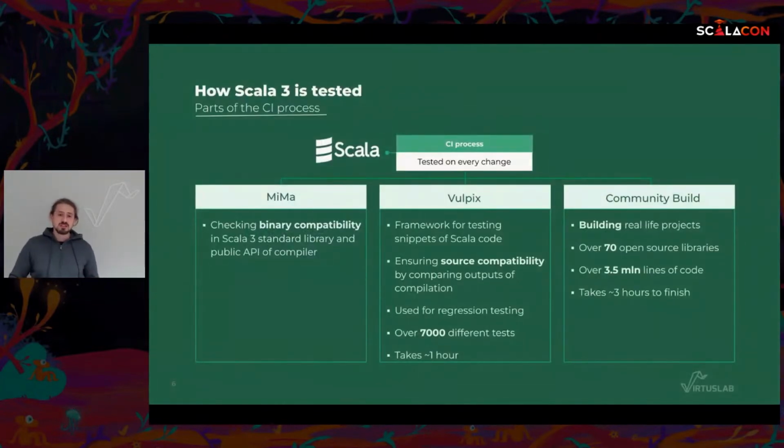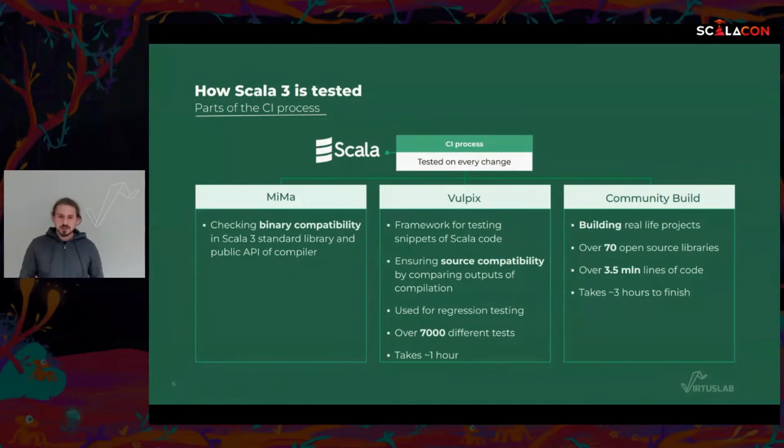So here, basically, we have three main components. The first one is MiMa, well-known, checking for binary compatibility, especially in terms of the standard library, which for Scala 3 is quite small, but it exists. And of course, the public APIs of the compiler. So, for example, if you produce a new compiler plugin or use some internals from it, and you don't want to have binary incompatibilities or changes between versions. However, that's not the main topic of today's talk.